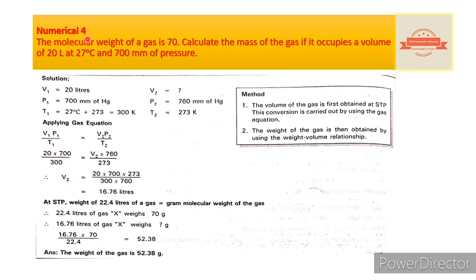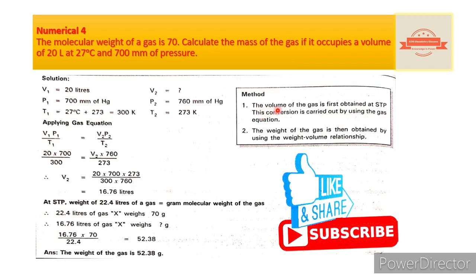Numerical 4. The molecular weight of a gas is 70. Calculate the mass of the gas if it occupies a volume of 20 liter at 27 degrees centigrade and 700 mm pressure. So the first step is that the volume of the gas is to be converted at STP, which is to be carried out by using the gas equation.